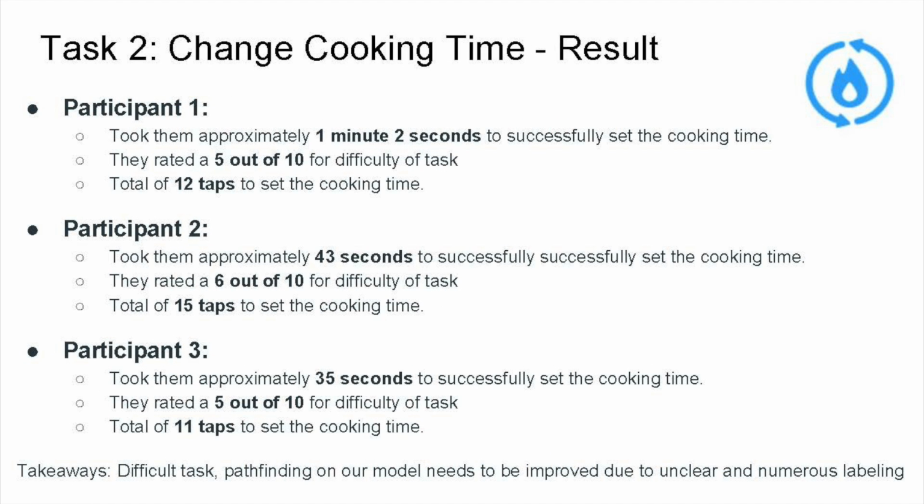Our second task was quite difficult, where our participants had to change the cooking time. Average time to change the cooking time was 46.7 seconds, average difficulty rate was 5.3 out of 10, and average taps it took was 13.